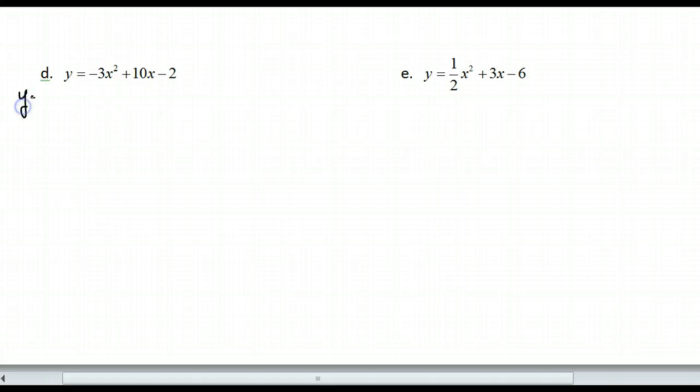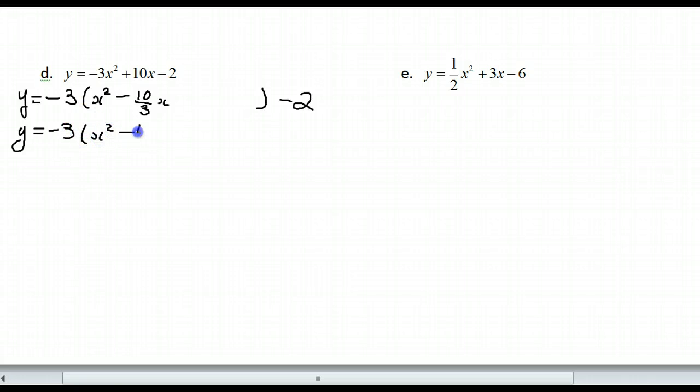Two more. Okay, first step, factor out the negative 3. Gives me x squared. 10 divided by negative 3 will be minus 10 thirds x, leaving space, minus 2. Next step, on this line we want to take y equals negative 3 times x squared minus 10/3 x. Half of 10/3 is 5/3. Squared will be 25/9. Add it on and subtract it off. And then the minus 2 on the end.